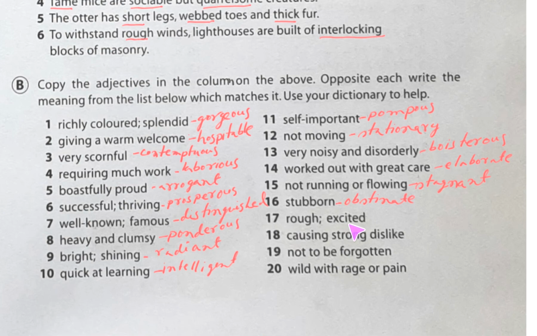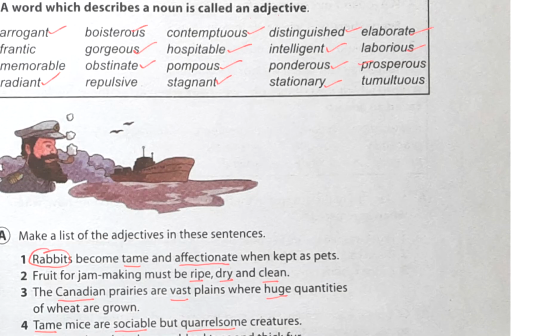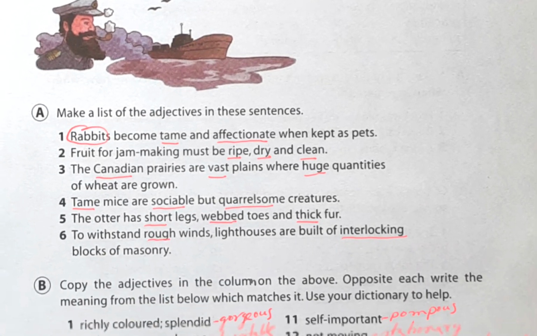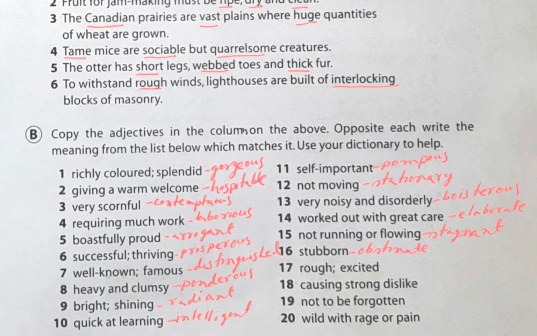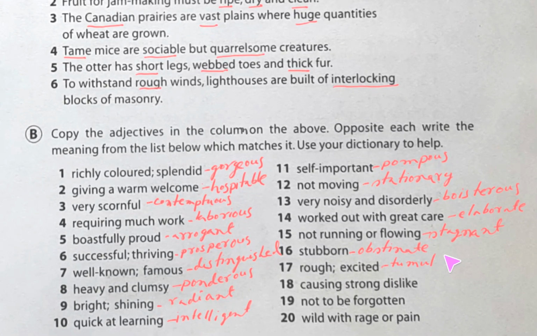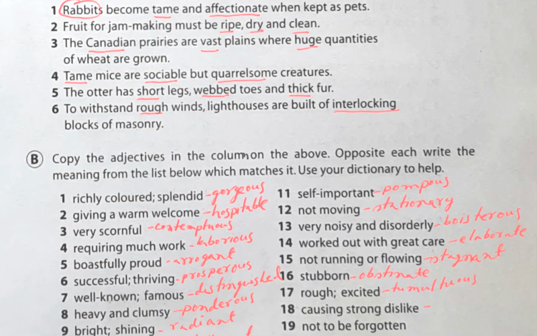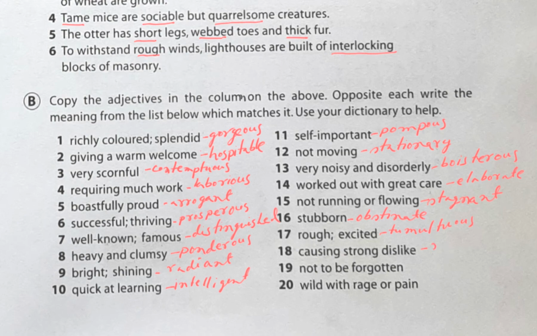Next one, rough, excited. So in this place what can we write? There we will put this one, tumultuous. So put it there. Here it will be tumultuous. Okay. Number 18, causing strong dislike. What will be here? There we will put repulsive. So let's put here repulsive.